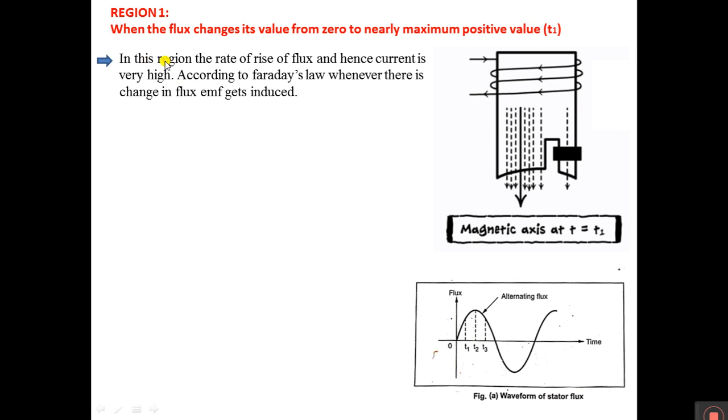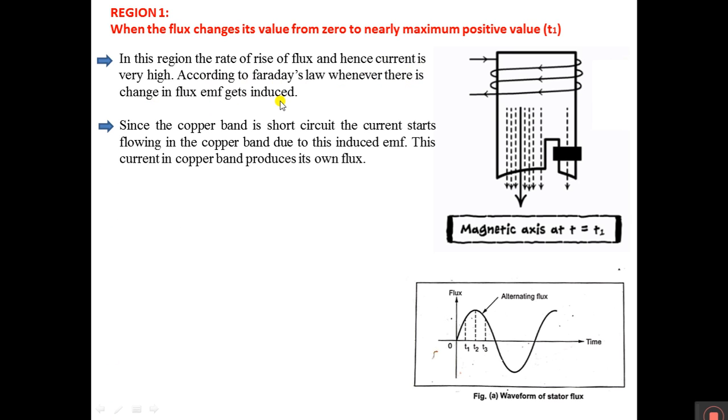So in this region, the rate of rise of flux and hence current is very high. The rate of rise of flux is high, that is 0 to nearly maximum, so current is high. According to Faraday's law, whenever there is a change in flux, EMF gets induced. Here a copper band is short circuited in this shaded pole, so the current starts flowing in the copper band due to the induced EMF. This current in the copper band produces its own flux.